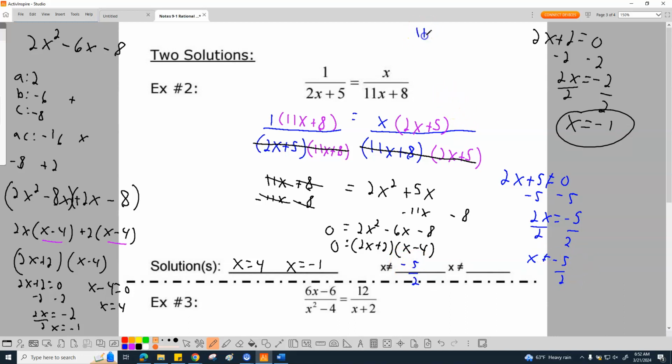And then on this side I have 11x plus 8 cannot equal 0. Subtract the 8. You get 11x equals negative 8. Divide by 11. Notice that we're using fractions, y'all, so be comfortable with fractions. So x cannot equal that.